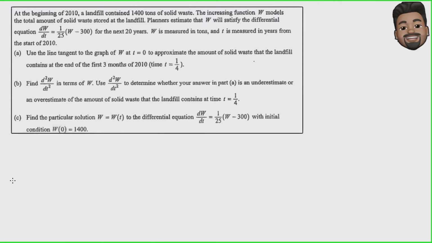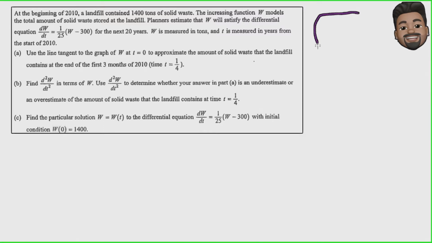All right, let us go ahead and get rolling on the 2011 question, which you can see is a pretty tough one. My hope is that you already read this through, and now we're gonna get started on A, B, and C. So take a moment to pause the video if you haven't to read it through. Okay, so what I really wanted to highlight here is at the beginning of 2010, a landfill contained 1,400 tons. That's your initial condition, which they actually give to you down here. But nonetheless, that tells you how many tons the landfill had.